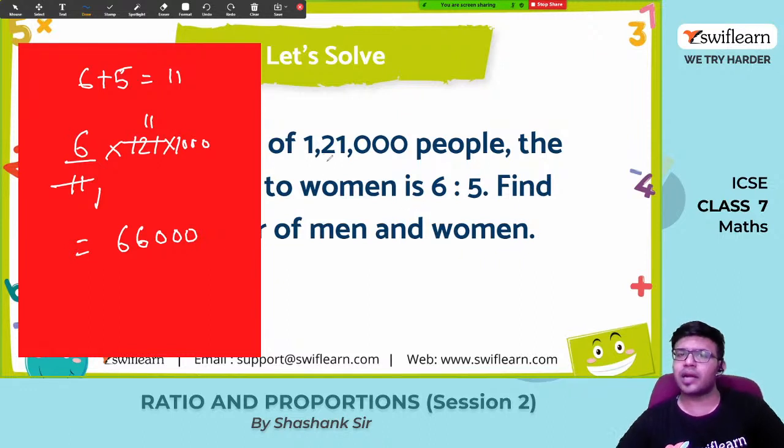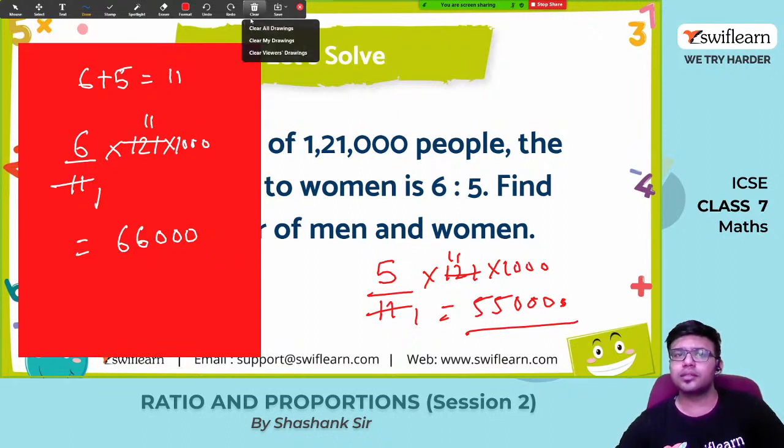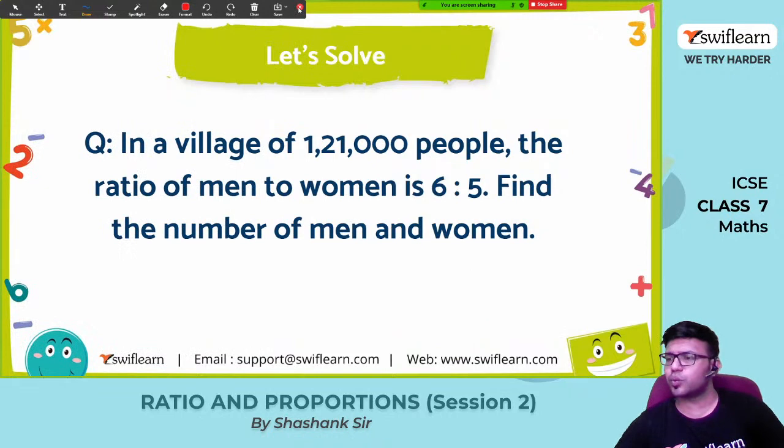you can subtract 66,000 from 1,21,000, or you can use the same technique. What is that technique? 5 by 11 times 121 times 1000. 11 1s are 11, 11 11s are 121. So this is 55,000. So how many women are there? There are 55,000 women in this village and 66,000 men in this village.